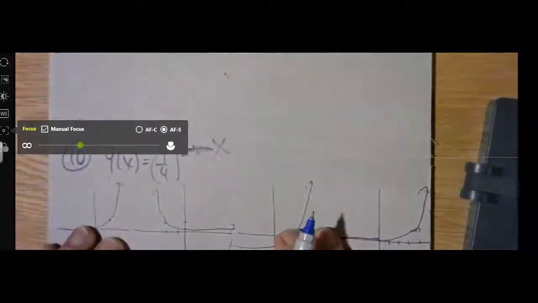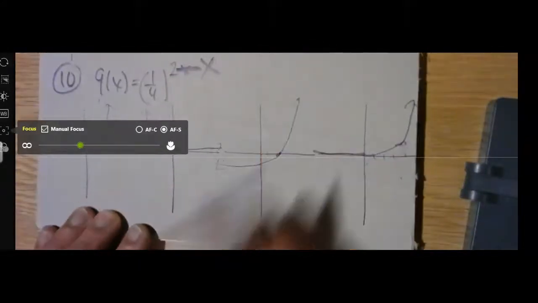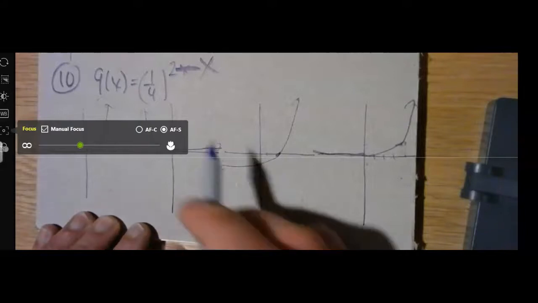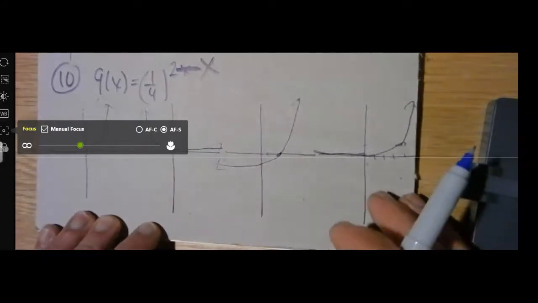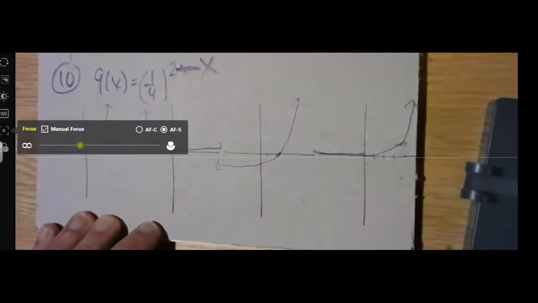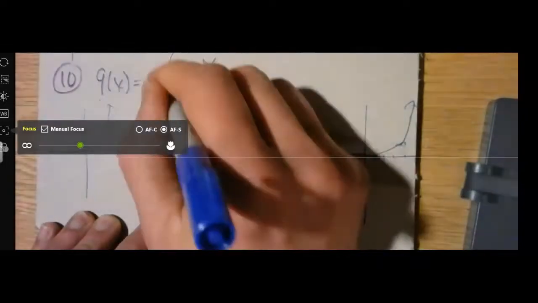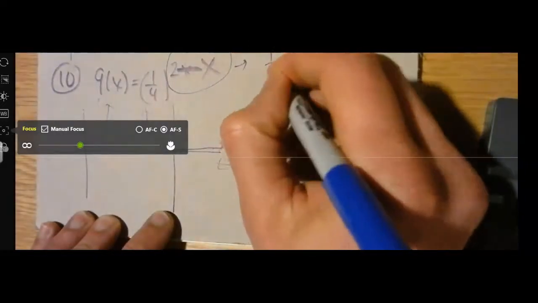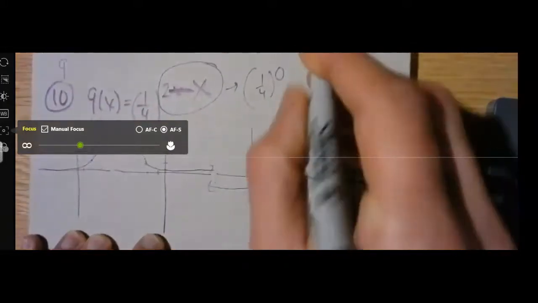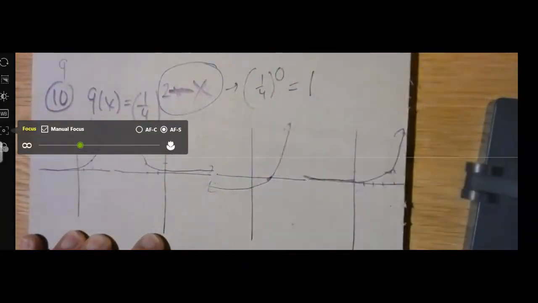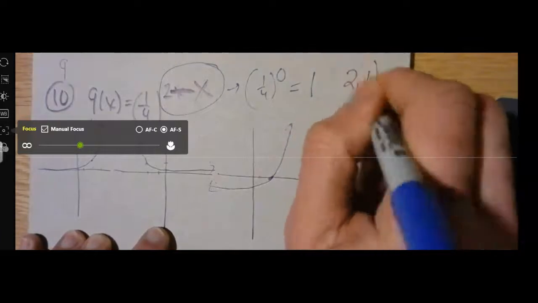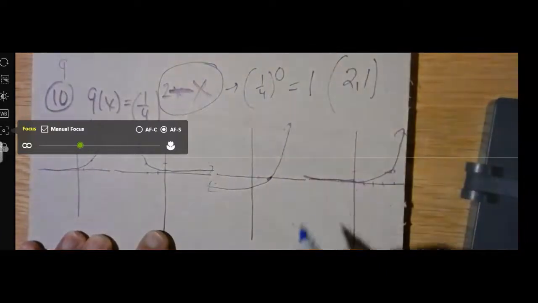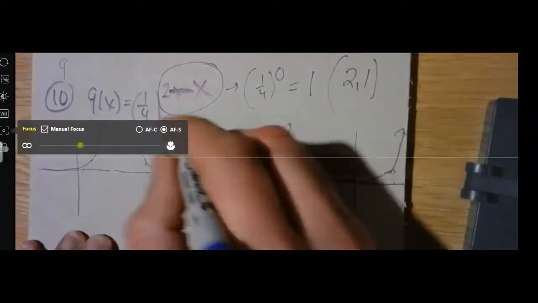Now, for number 10, all right, number 10 is g of x equal to 1/4 to the 2 minus x. We have to find out which graph works for this one. Now, for this one, I'm tempted to look at that and say, okay, let's plug in a 2 to see what happens. Well, if I plug in a 2, I'm going to get 1/4 to the 0 power. And we know that 1/4 to the 0 power is going to equal 1. So we know when we put in a 2, we should get a 1. We look down here and say, which one of those works? Well, this one clearly doesn't.